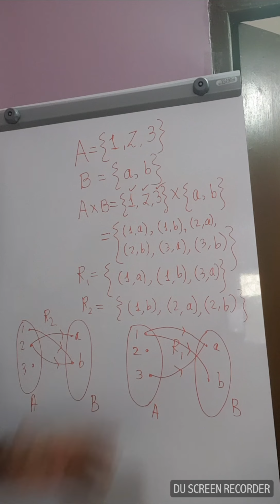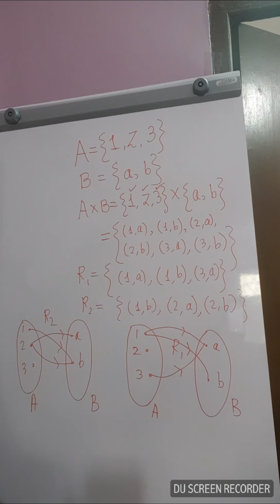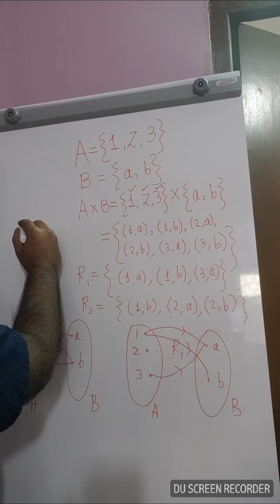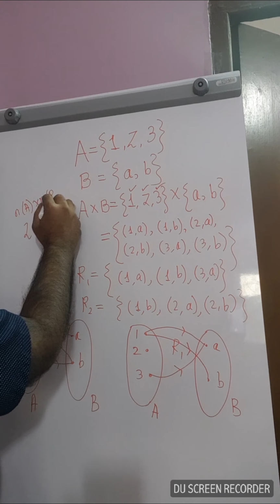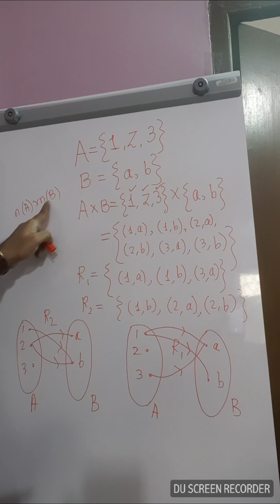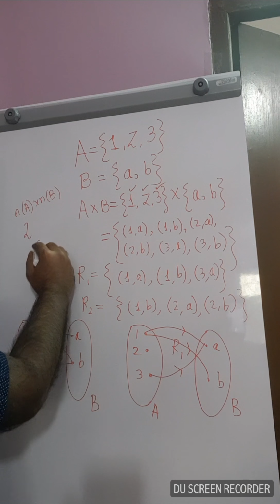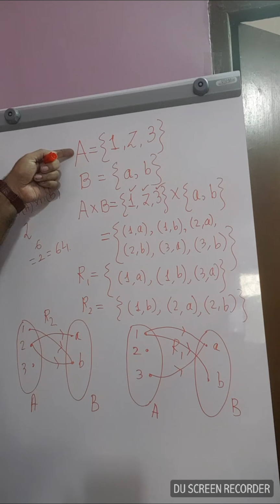Now, how many such relations can we have? How many such relations is possible to establish between A and B? Are the number of relations finite or are they infinite? The answer is the number of relations from a set A to a set B is given by 2 to the power cardinality of A, that is Na, multiplied by cardinality of B, that is Nb. So here Na is 3, cardinal number of A is 3, it has 3 elements. Cardinal number of B is 2, 2 elements. So 2 to the power 3 into 2, which is 2 to the power 6, which is equal to 64. So here we can have 64 such relations from one set to another set.